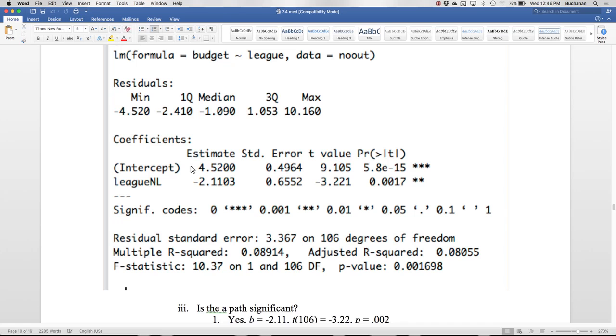So league to budget. So I got negative 2.11. So this is still the coefficient for league. Still 106 here. So negative 3.22. And our model summary for the second one, 10.37. And the R squared is to me the more interesting part, 0.09.